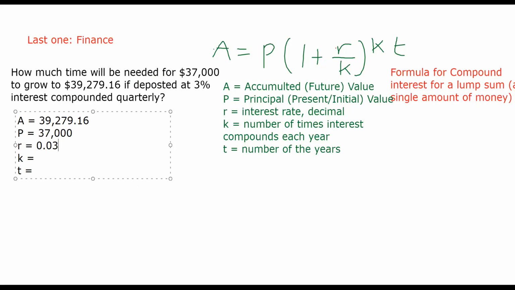My interest rate is going to be 3%, which we're going to express as 0.03. The number of times interest compounds each year, that's going to be my K value. That's going to be K, and that's going to be 4 because interest is compounding quarterly. Finally, T is the unknown variable. It's the one that gets the big question mark.